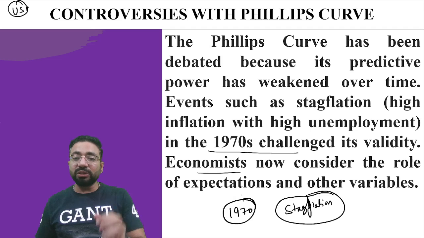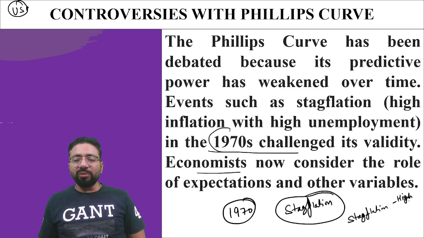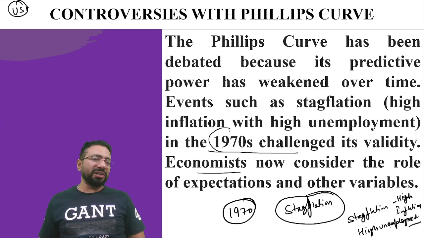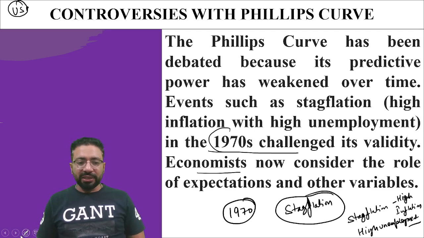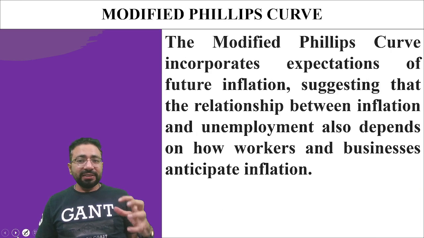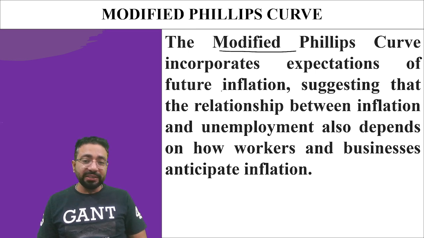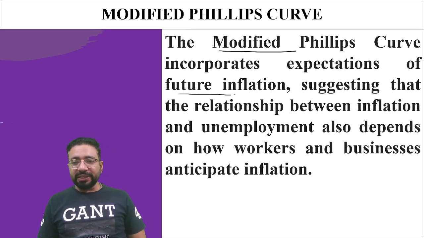But there was a concept that got developed during the 1970s. That was stagflation, that means high inflation. The economy is high on inflation as well as high on unemployment, because economic growth is struggling. So that's how they came to know that economic growth needs to be addressed. That's why they modified the Phillips curve with the expectation of future inflation.